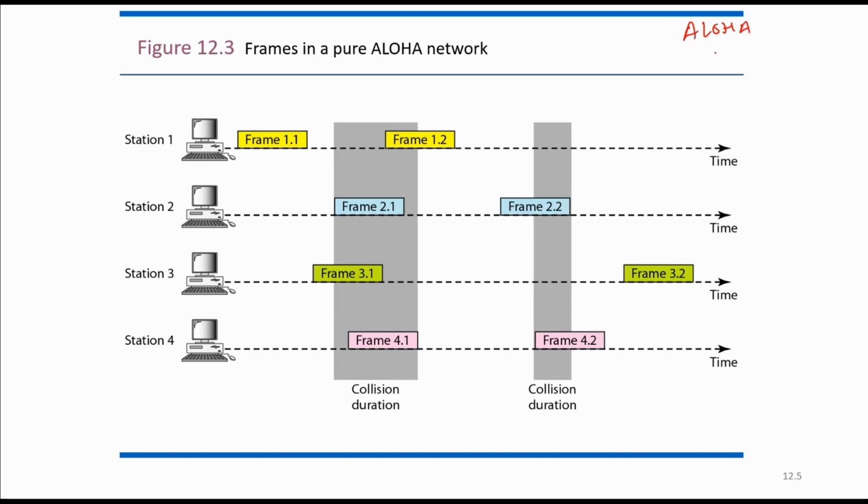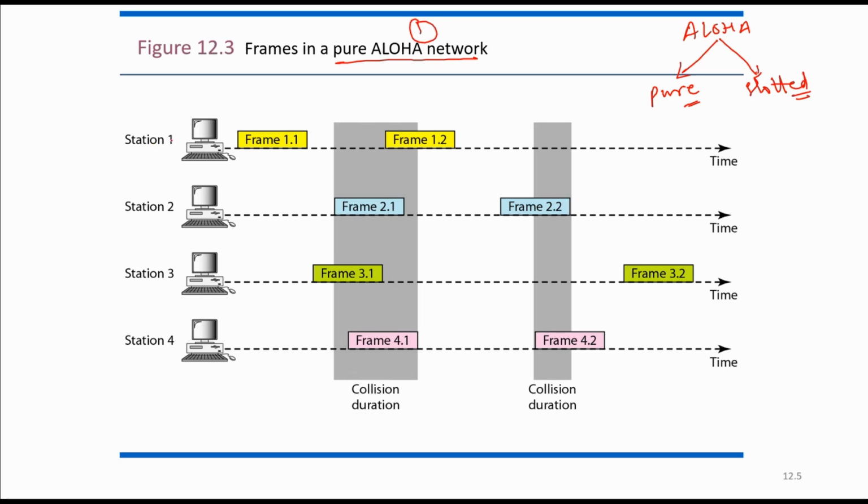ALOHA protocol is basically divided into two different types. One is called pure ALOHA. Another one is called slotted ALOHA. The first one we will be looking at is the pure ALOHA network. In the pure ALOHA network, this is the structure given.